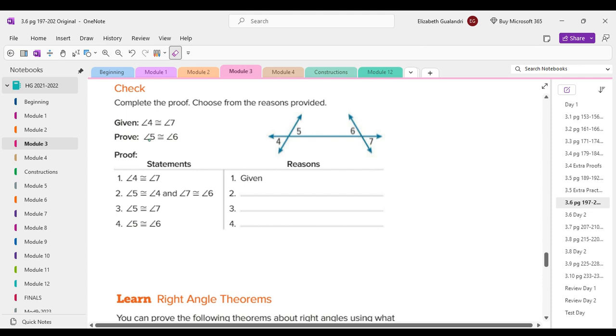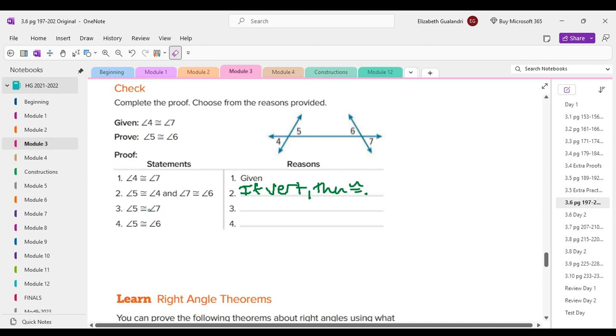Okay, another example here. Complete the proof. So angle 4 congruent to angle 7 was given. Angle 5 congruent to angle 4 doesn't come from this. It comes from the diagram there. We have those vertical angles. So again, I'm going to say if vertical, then congruent. So we've got that idea there, 6 and 7 also.